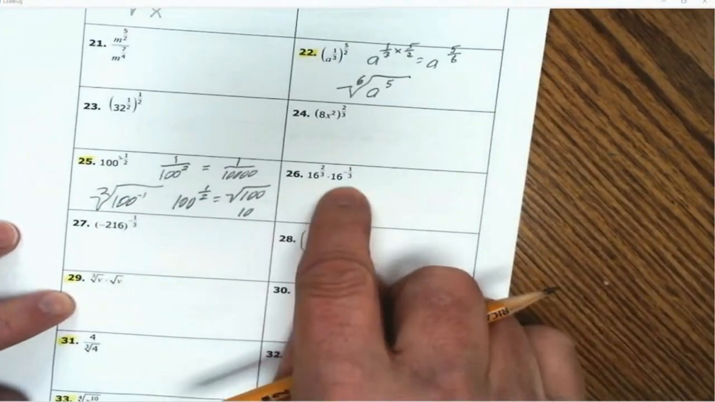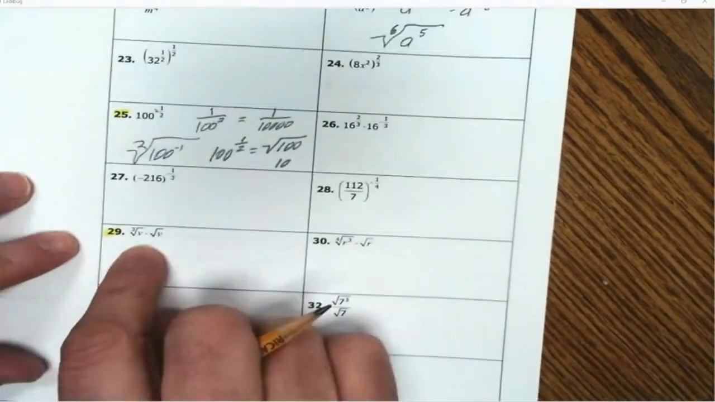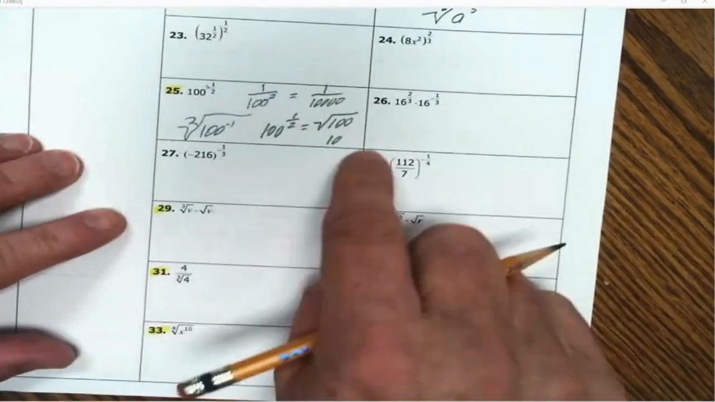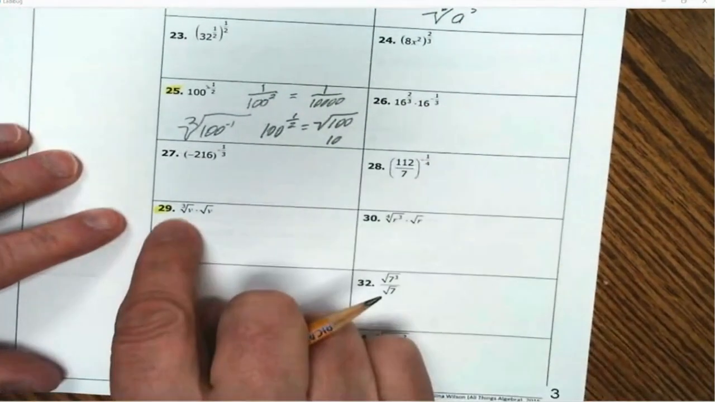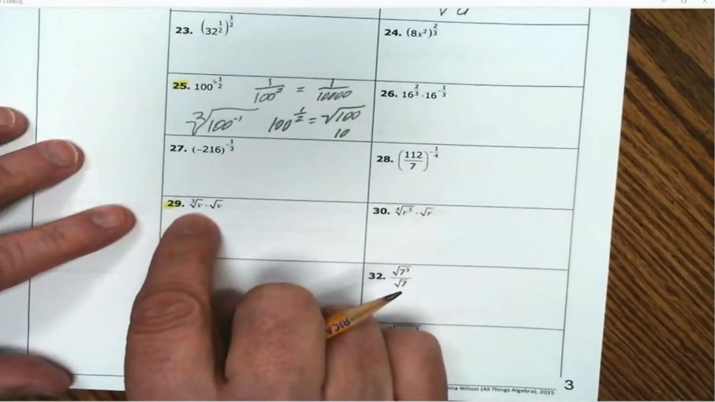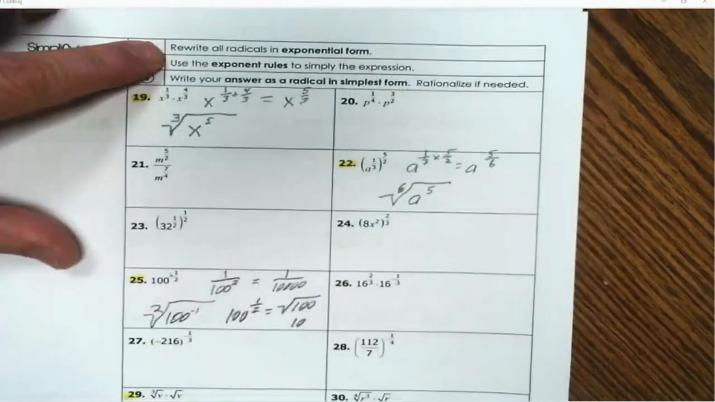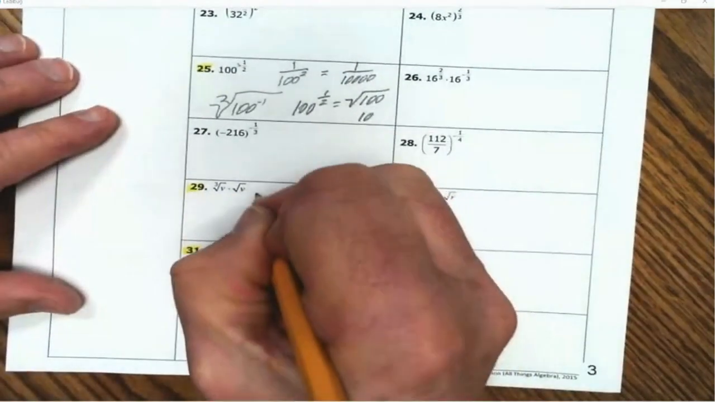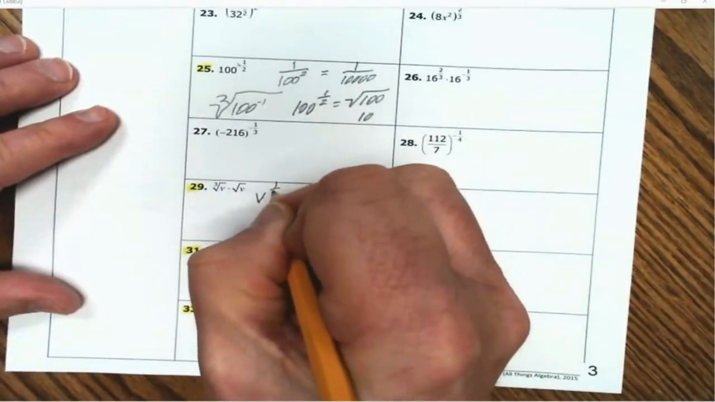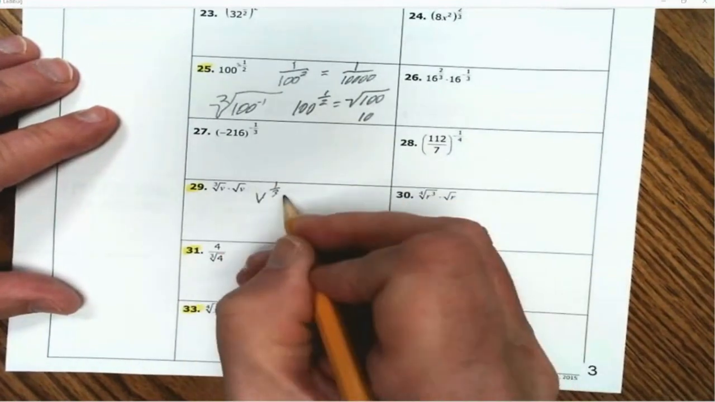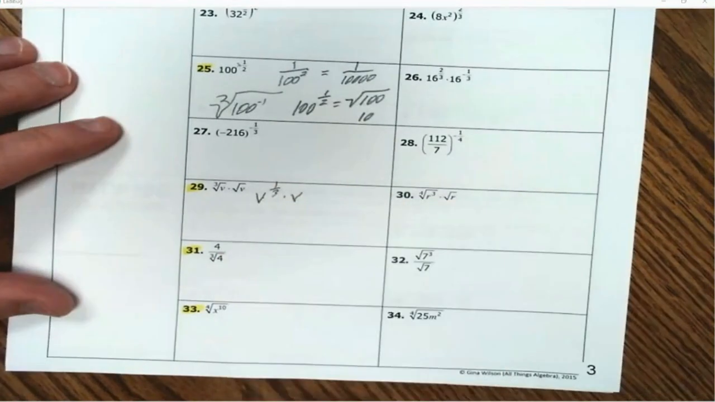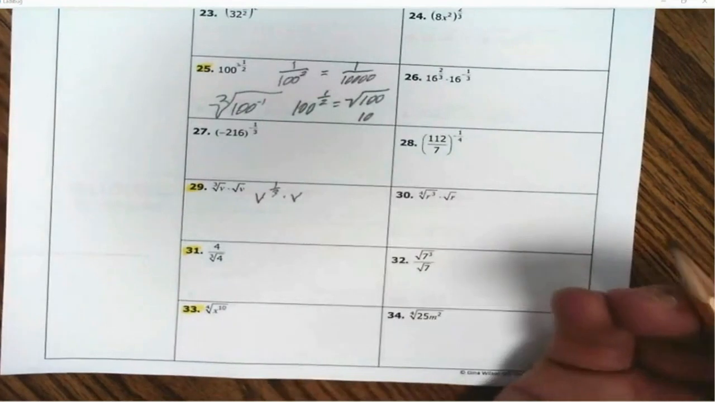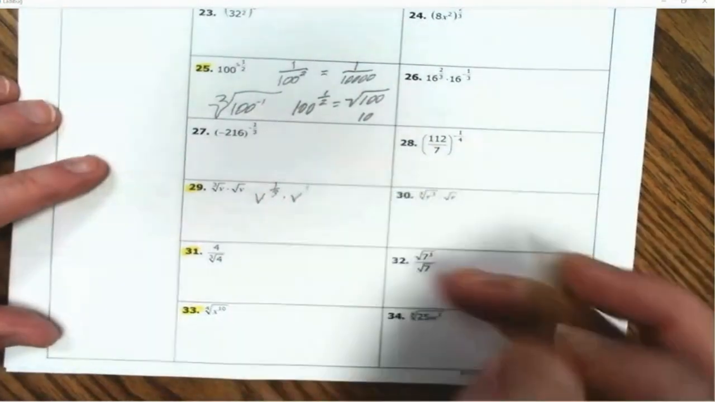16 to the 2/3. Oh, I didn't have that one highlighted. I'm going down to this one. I think this is one in your homework to do over there. Let's see. We have to rewrite it in exponential form, because this one is not in exponential form. So that's the same thing as v to the 1/3 times v. So v to the 1st power, basically. That's just v to the first.